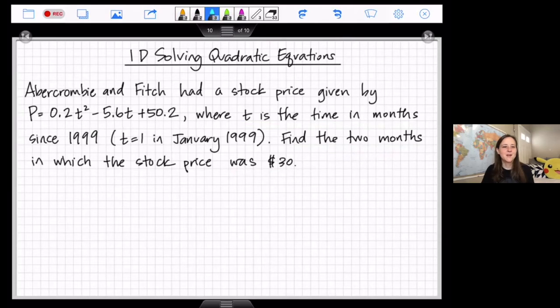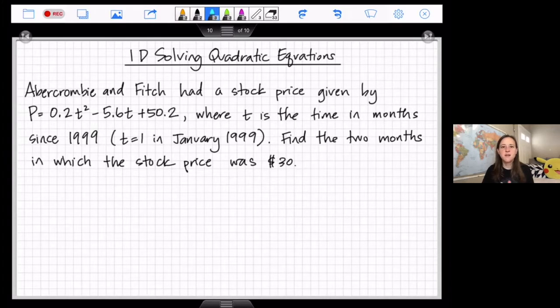One more quadratic word problem in this video. This one says Abercrombie and Fitch had a stock price given by P equals 0.2 t squared minus 5.6 t plus 50.2, where t is the time in months since 1999. T equals 1 in January 1999, implying that t equals 2 would be February 1999, and so on. Find the 2 months in which the stock price was $30.